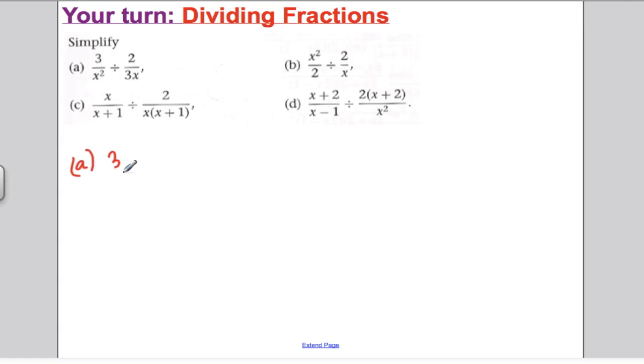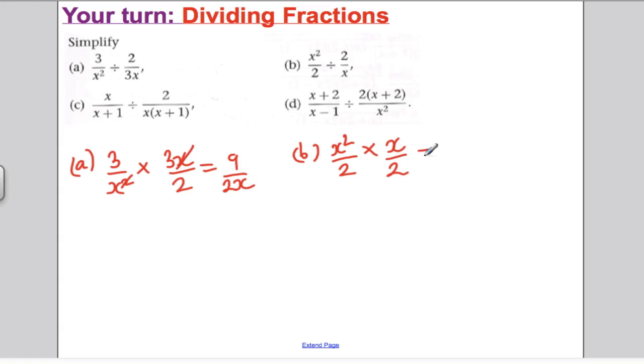It would simply be 3 over x squared multiplied by 3x over 2. That x cancels with one of those x's, and you would simply get 9 over 2x. Okay, part B, you would get x squared over 2 multiplied by x over 2, and you would therefore have x cubed over 4.